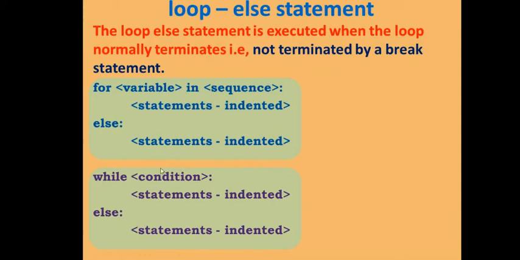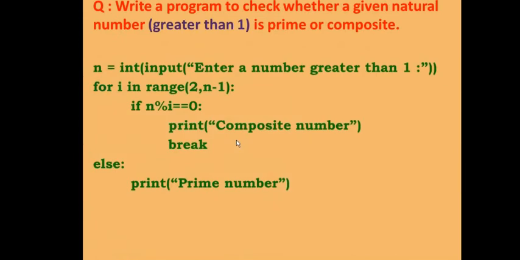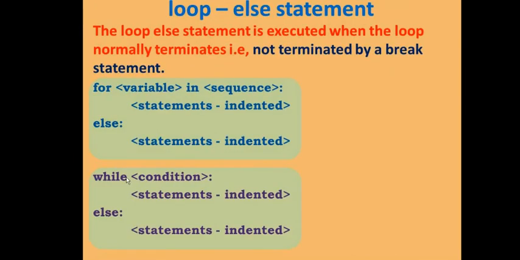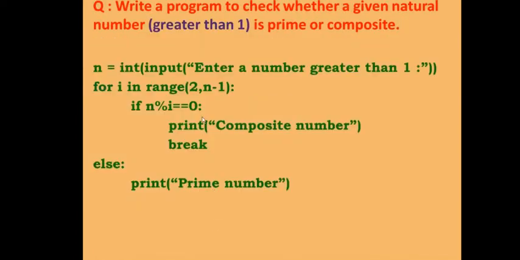See this general syntax: for variable in sequence, statements intended, that is the loop statements, are here. After the completion of the loop, the else statement, that is the statements given here, will get executed. In the same way for while also. While condition, some statements are intended here. After the completion of the statements, this else part will get executed. Let us see them with an example.